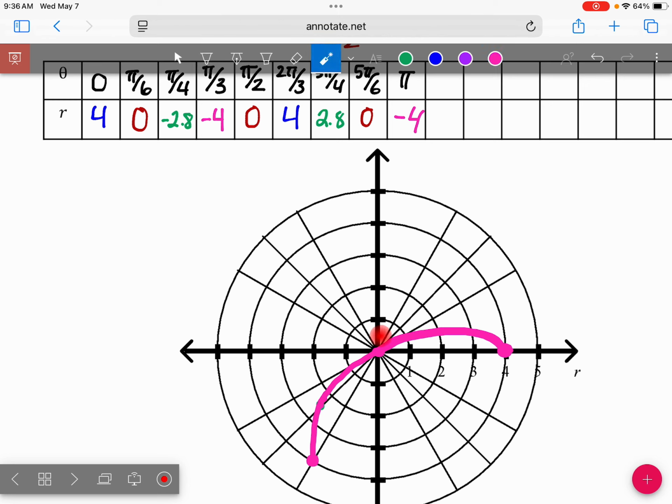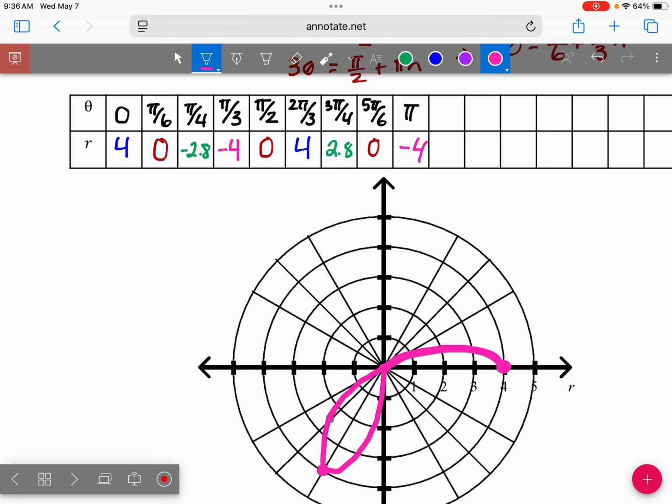For pi over 2, we're back to 0. So this thing just loops itself back in like that. For our 2 pi over 3, we're up at 4. So this is making a big old loop up here. Our 3 pi over 4, we're at 2.8, so it's down here. 5 pi over 6 is at 0, so we want to get in there. And then pi is at -4, so 1, 2, 3, 4, back over there.